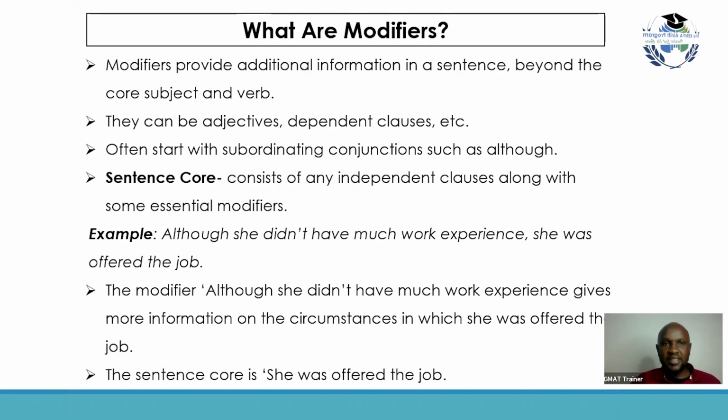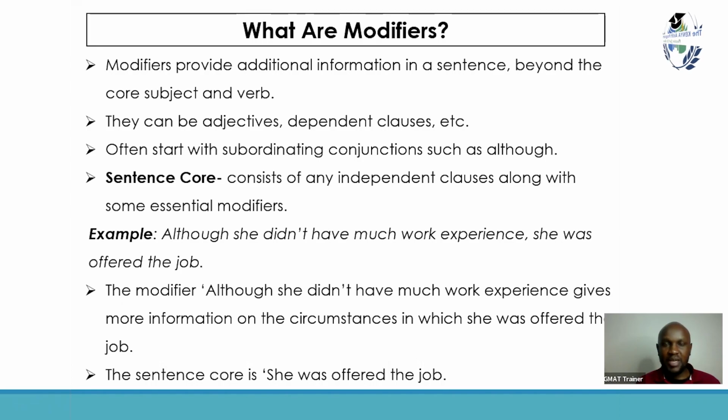So what are modifiers? Modifiers essentially are phrases or clauses or words that provide additional information about the sentence core. So they can be adjectives or they can be dependent clauses. A dependent clause essentially is a part of a sentence that does not have a working verb. So it cannot stand alone as a complete sentence, hence it's a dependent clause.